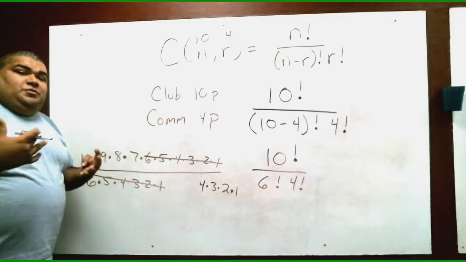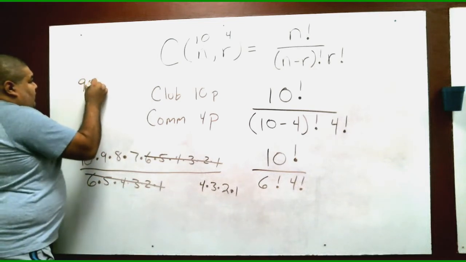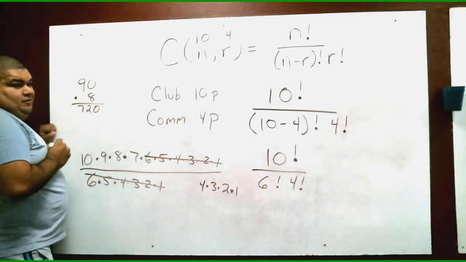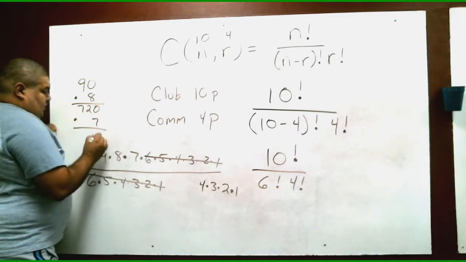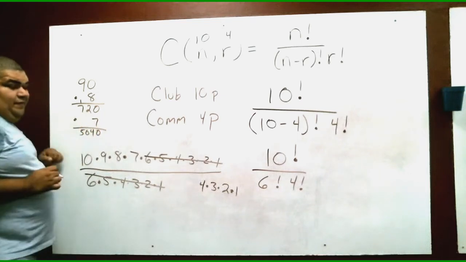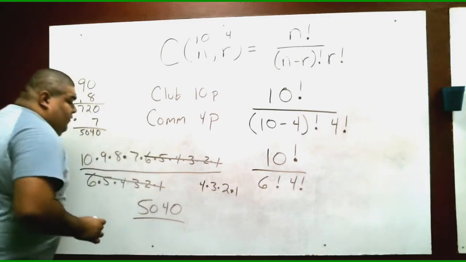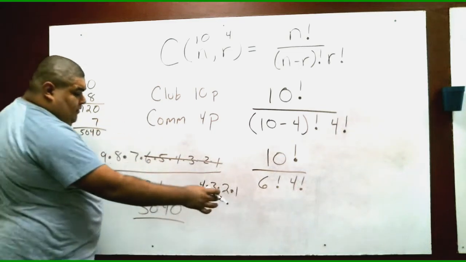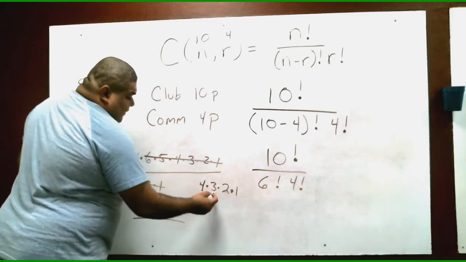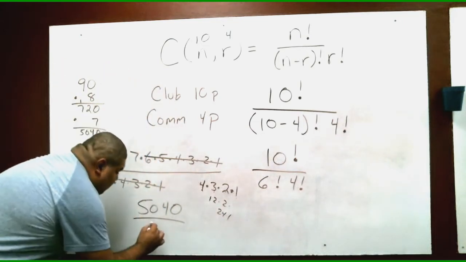All we have to do now is just multiply. We have 10 times 9, which is 90. 90 times 8 is 720, times 7. Because remember, we're trying to combine it all together. We get 5,040. So we have 5,040 over, remember, whatever we did on one side, we have to do on the other, 4 times 3 times 2 times 1. 4 times 3 is 12, times 2 is 24, times 1 is just 24. So we have 24 on the bottom.